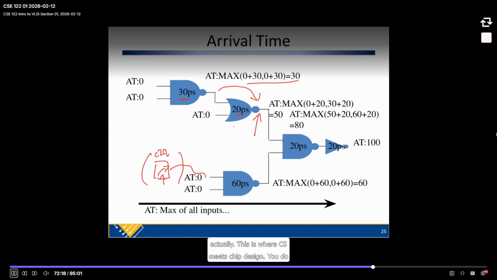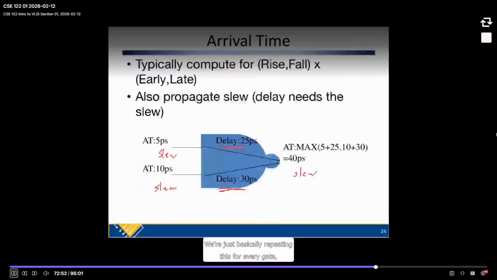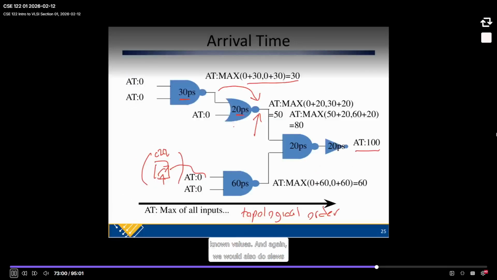Complexity matters, actually. This is where CS meets chip design. You do an O of n operation over my number of gates, so it's fast. And if I do that, I basically get the outputs here. The output of this thing is 100 units arrival time. I don't think anything else is too interesting here, but you have to do that topological thing. So, topological order. Does that make sense? We're just repeating this for every gate such that we already have all of the inputs' known values. And again, we would also do slews here, glossing over that part of it.